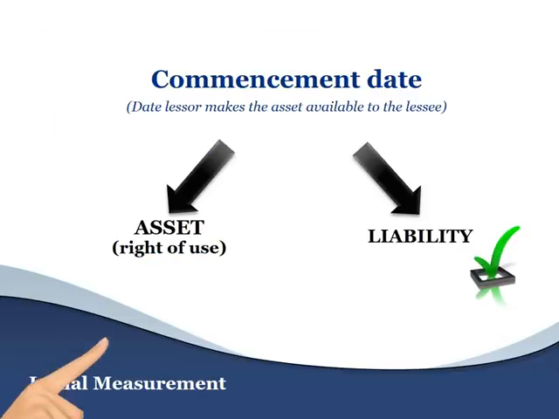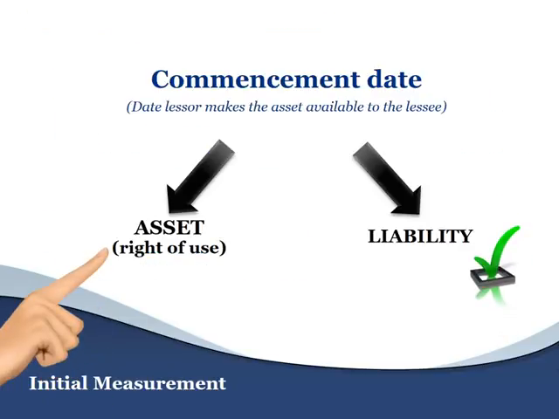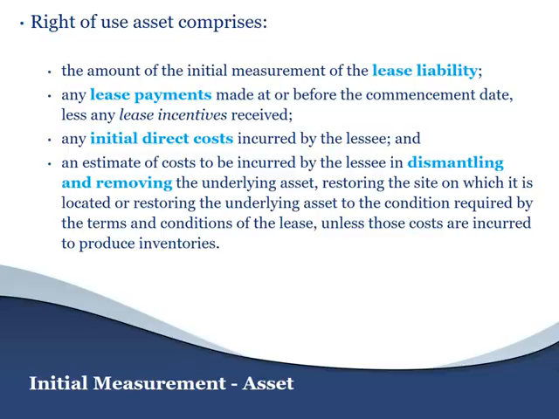Now, once you've recorded the liability, how then do you record the asset on the other side? Well, effectively, the asset is the other side of the journal to the liability. The standard says you're going to record the right to use the asset as an asset on your balance sheet. You measure that at the value of the liability. So the calculation we just did for the lease liability, if the present value was say $20,000, you would capitalize the asset at $20,000.